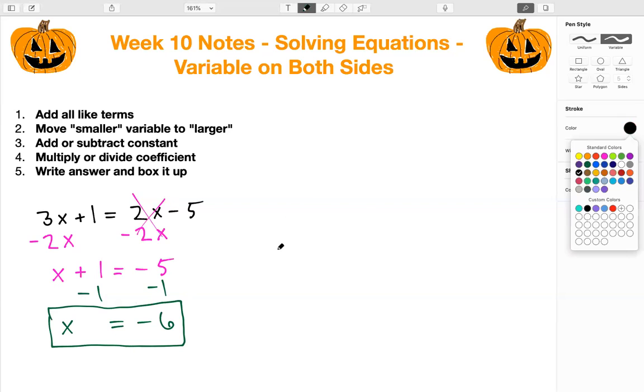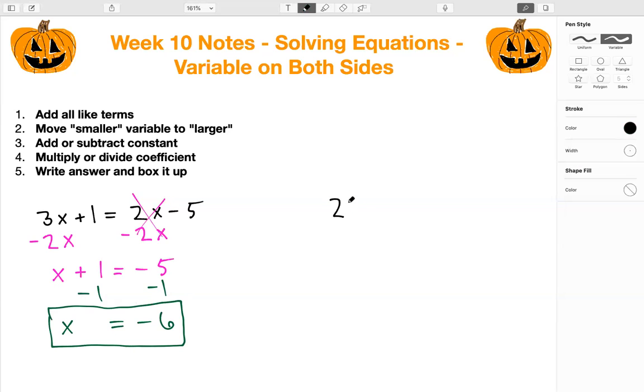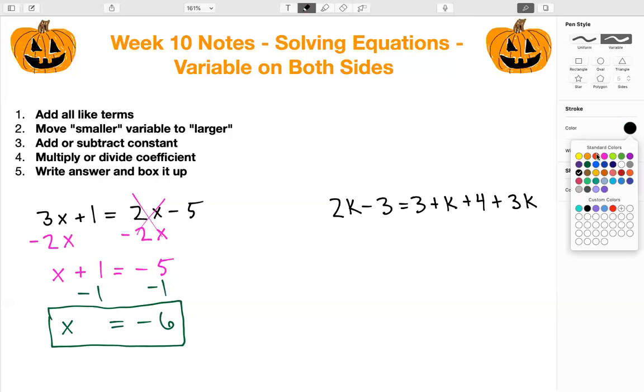How about this one? 2k minus 3 equals 3 plus k plus 4 plus 3k. All right. Well, our first step tells us to add all like terms. So can we add any like terms on the left side? Nope, we can't. But how about the right side?